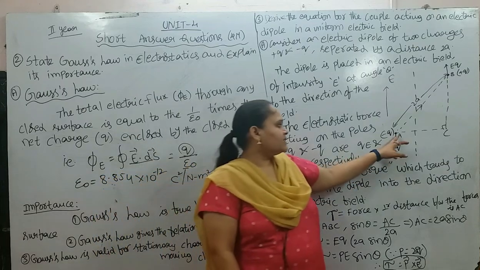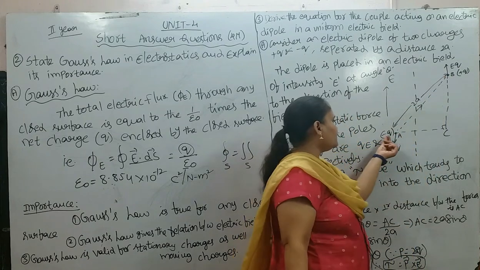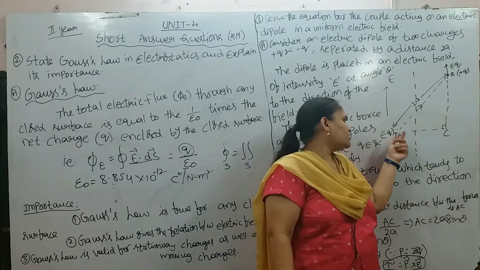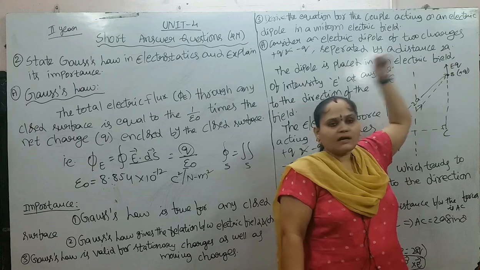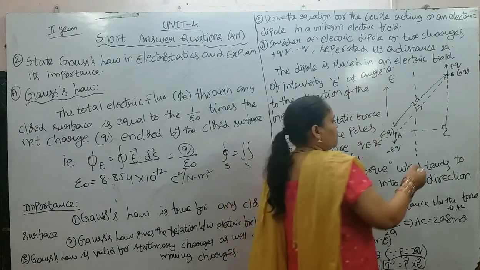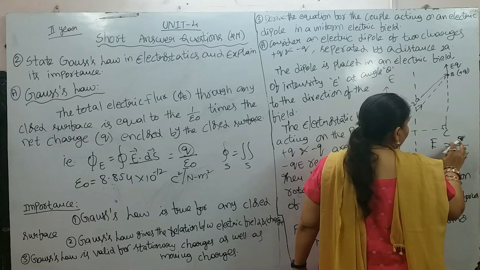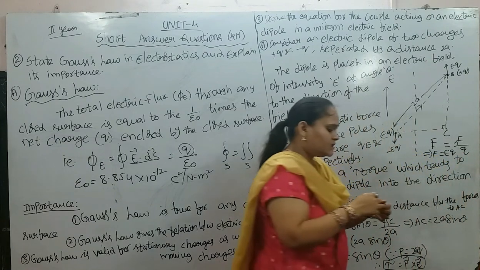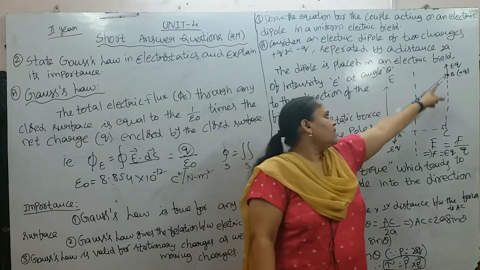So we are considering here dipole AB. Here is the negative Q and here is the positive Q. This is minus Q. The force acting is in this direction. This is minus EQ and this is plus EQ. That means the field is acting in this direction. So the field E equals F by Q. Everybody knows that E equals F by Q. From this, F equals EQ. So the force is minus EQ on the minus Q, and plus EQ on the plus Q.